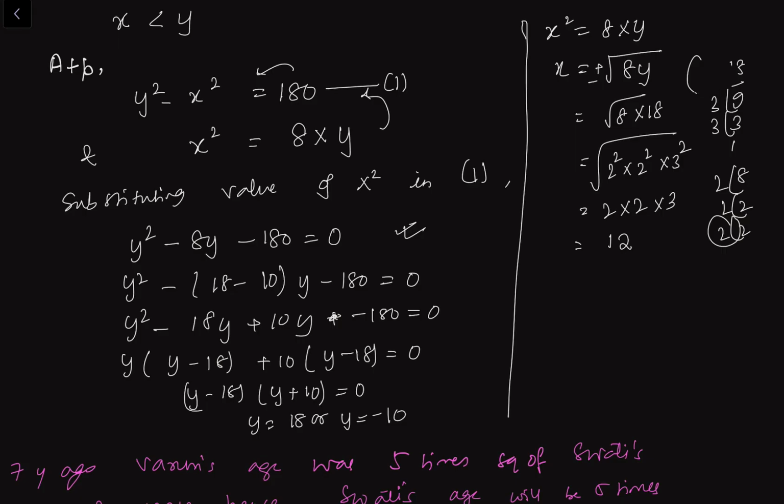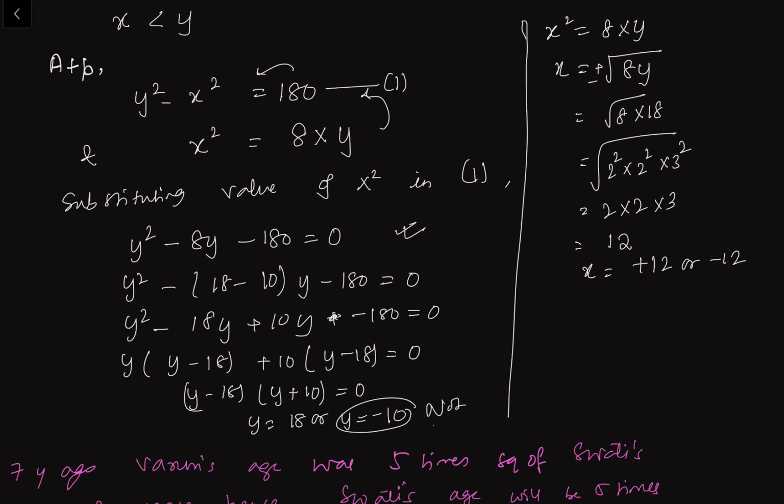Okay, so x is either plus 12 or it is minus 12. So these are your answers. y cannot be minus 10. This is not possible because if y is minus 10 then x is complex. So answers will be x is equal to 12, y is equal to 18, or x is equal to minus 12, y is equal to again 18.